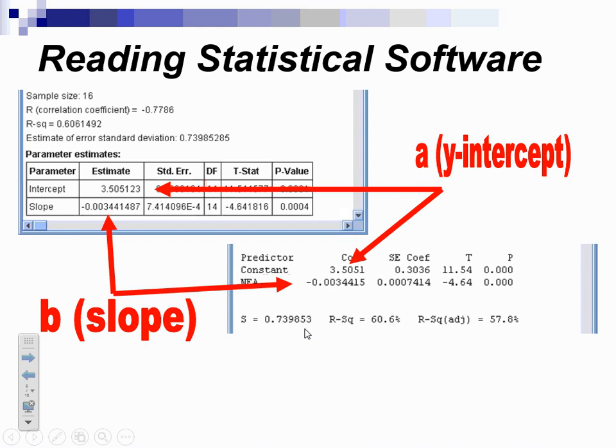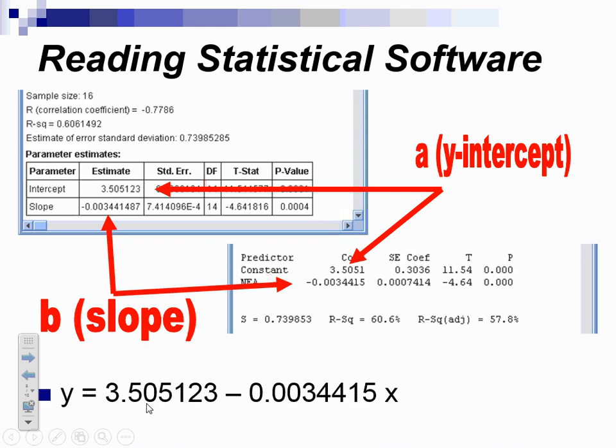From there, we don't have to do any calculations. We can just write the equation right off of this. So the equation of this set of data would be y is equal to 3.505, that's our y-intercept, minus, there's our slope, x. Now, the other thing that I want to point out in this slide is notice that they're giving us some other data as well.